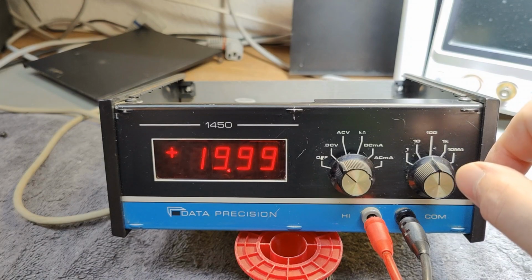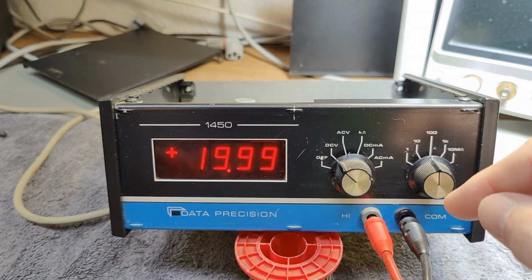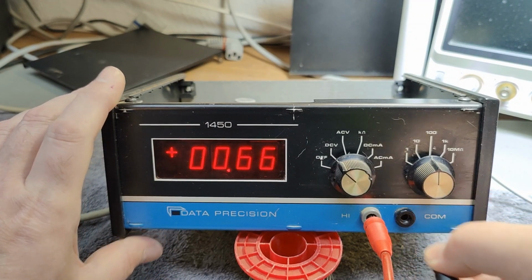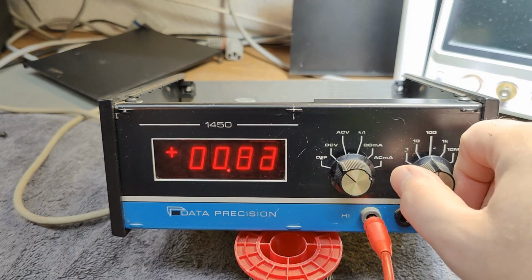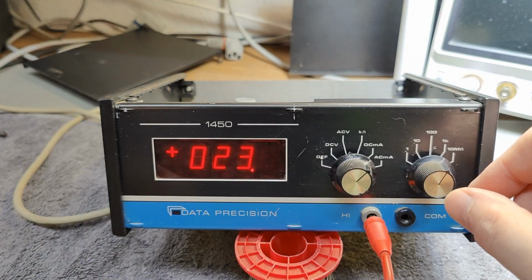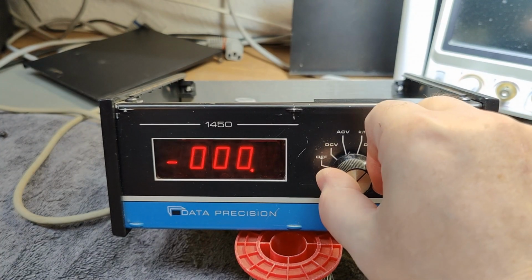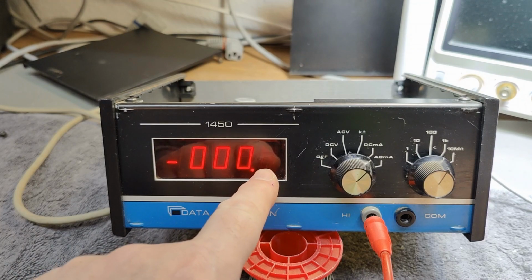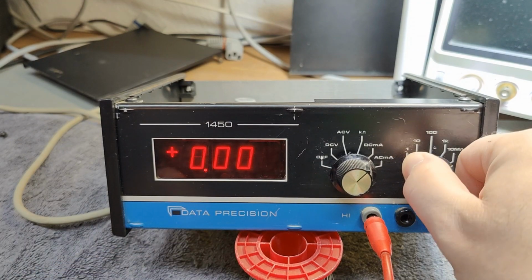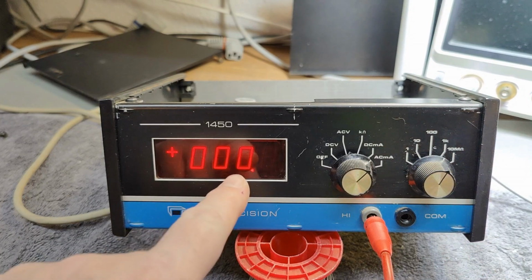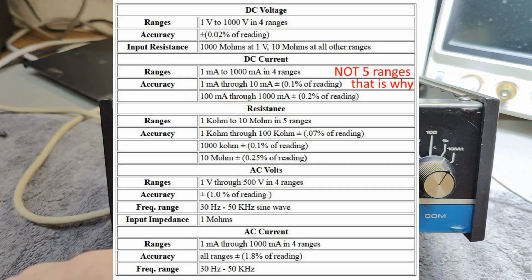Also, let's try the DC current. It should be able to do 1 amp, 1000 milliamp. So that will give me 1000 milliamps like that. And then in this position, it's removing one of the digits. So why is it doing that? Because I don't want me to have higher resolution. That is funny, isn't it?